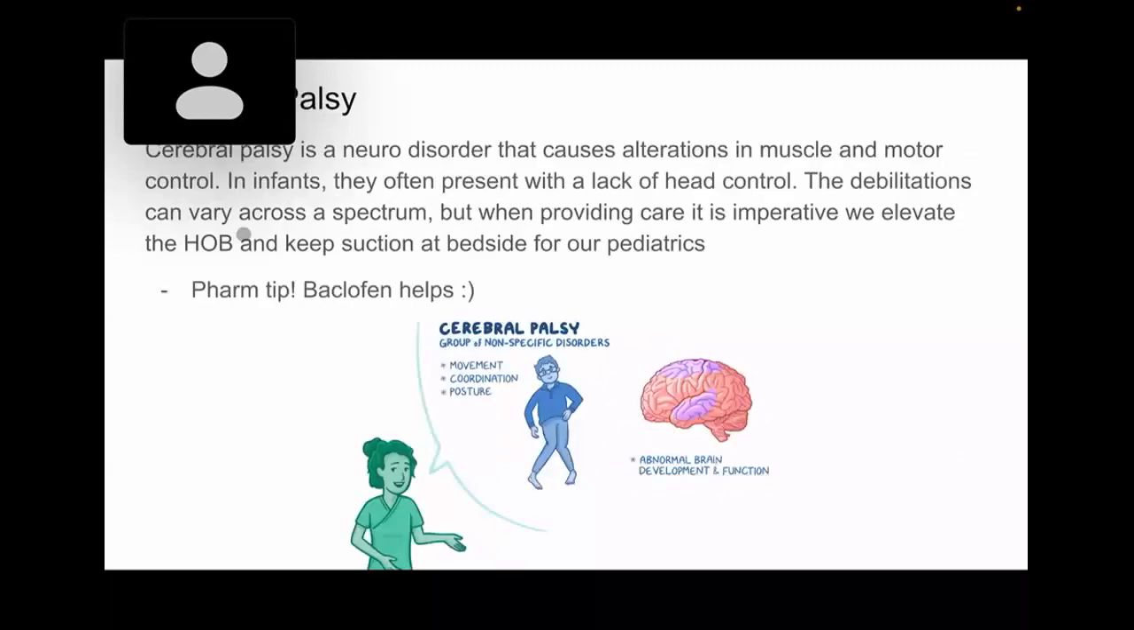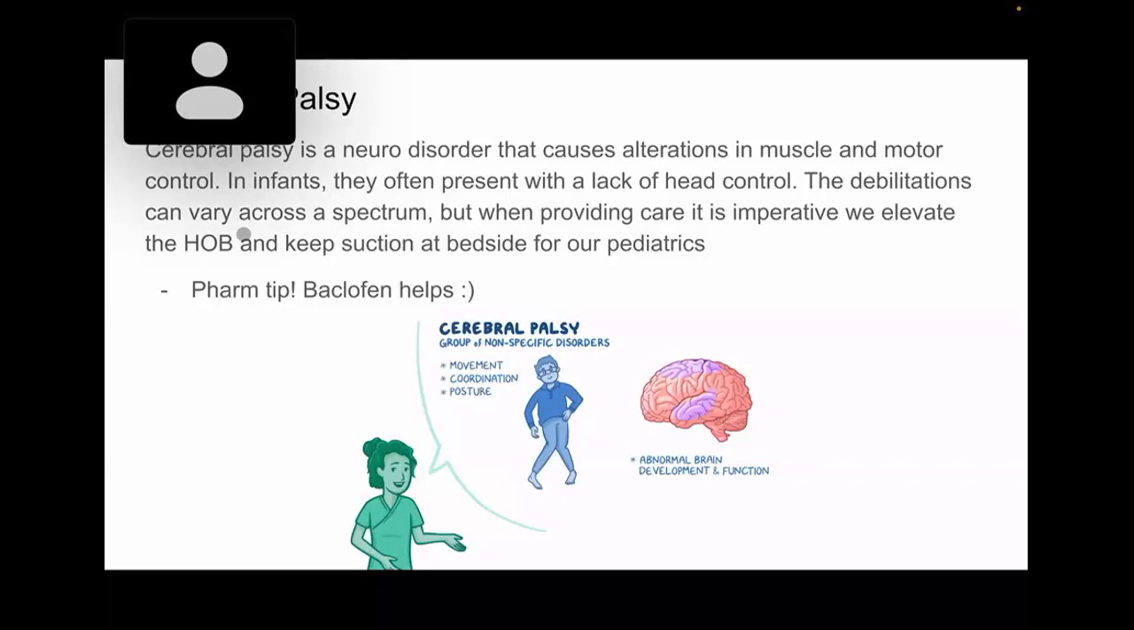Cerebral palsy. This is a neuro disorder that essentially messes with the patient's muscle and motor control. Again, you'll see this more in pediatrics, children, whatnot, but when you have an infant, they're going to have a lack of head control. Their heads are going to kind of be bobbing around, etc. The debilitations do vary. Some are a little bit more severe than others. It's kind of like a spectrum. But it's very important that with a patient with cerebral palsy, that we elevate their head of bed and keep suction at bedside. Okay, we want to prevent an increase in ICP, reduce stress.